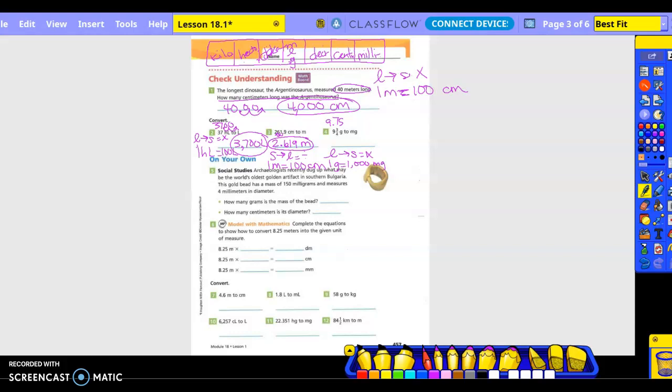So I'm going to loop my decimal which way? Since I'm multiplying, I'm going to go to the right. How many places? 3. So 1, 2, 3. And what do I do? Put in a 0 to hold my spot. So now my new number is 9,750 milligrams.